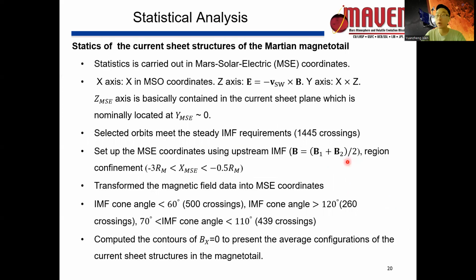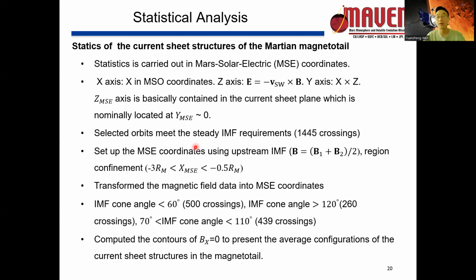And to make the results more convincing, we also conducted a statistical study of the current sheet structure in the tail using MAVEN data from October 2014 to February 2020. The work is conducted in MSE coordinates. The x-axis represents the x in MSO coordinates, the z-axis represents the direction of the motional electric field, and the y-axis completes the right-hand rule. And the axis is basically contained in the current sheet plane, which is normally located at y MSE near 0.